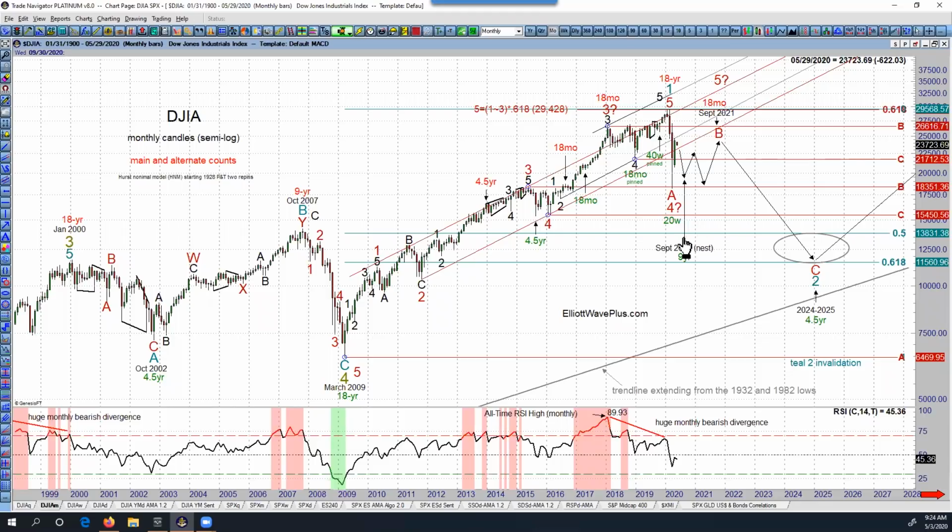So there's three 18-month cycles within each 4.5-year trough. So there's a 4.5-year trough there, and there's an 18-month cycle here, another 18-month cycle here, another 18-month cycle here. In my estimation, it is not complete.